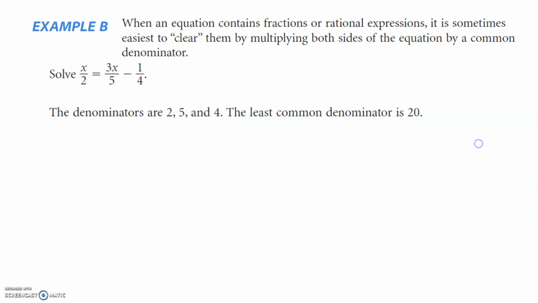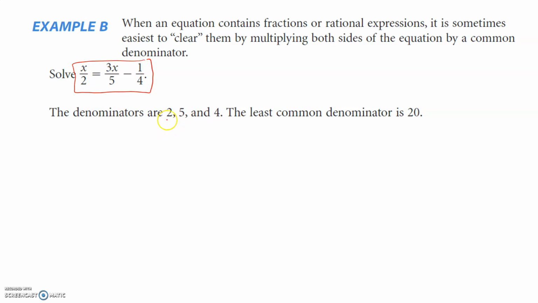This one I bring up because it says when an equation contains fractions or rational expressions, it is sometimes easiest to clear them by multiplying both sides of the equation by a common denominator. So it's really hard to work with fractions. Students have a difficult time with it. So instead of taking this equation that has all fractions in it, what if I multiply by the common denominator to get rid of those fractions?